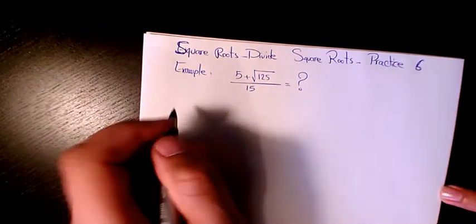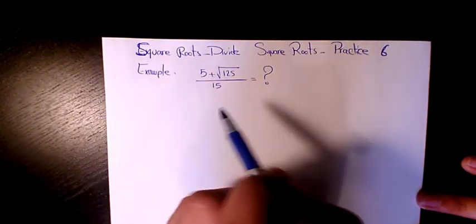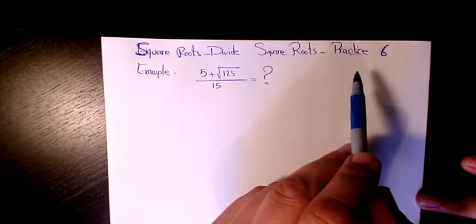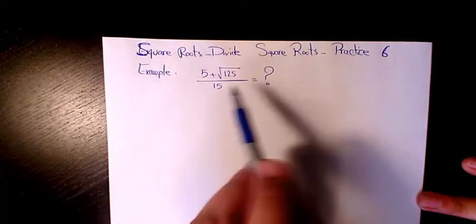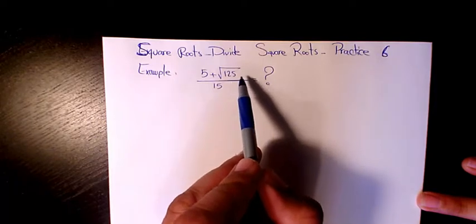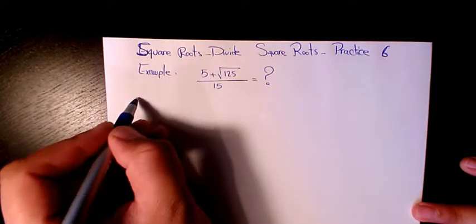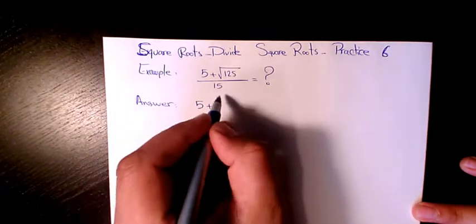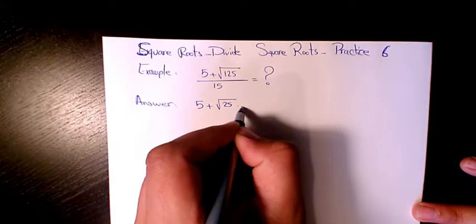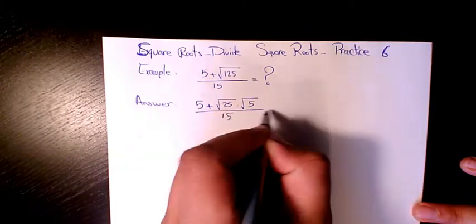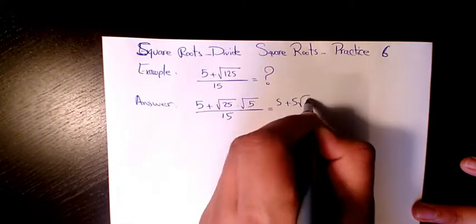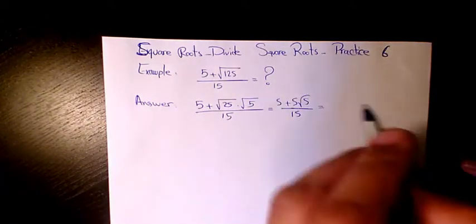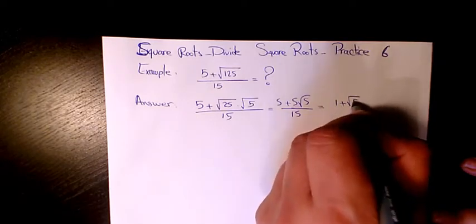Welcome to my channel. In this video I want to show you some more examples regarding square roots and dividing square roots. This one is practice number 6 and I'll start with this example. 5 plus square root of 125 divided by 15. So answer will be 5 plus, 125 is 25 times 5, which will be 5 plus 5 root 5 divided by 15. And then we can simplify, divide everything by 5. It's going to be 1 plus root 5 divided by 3.